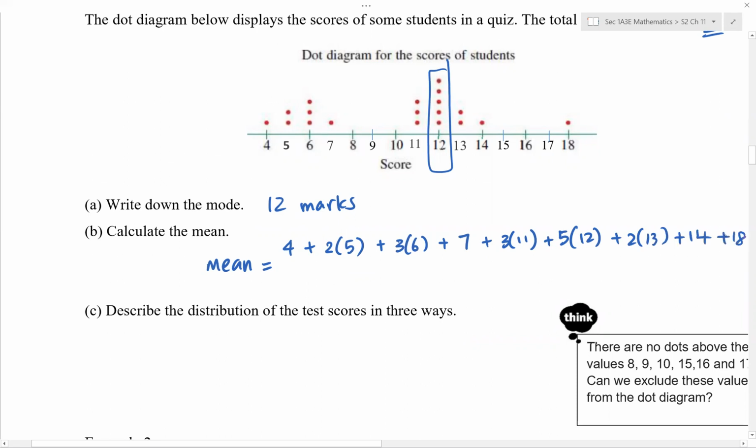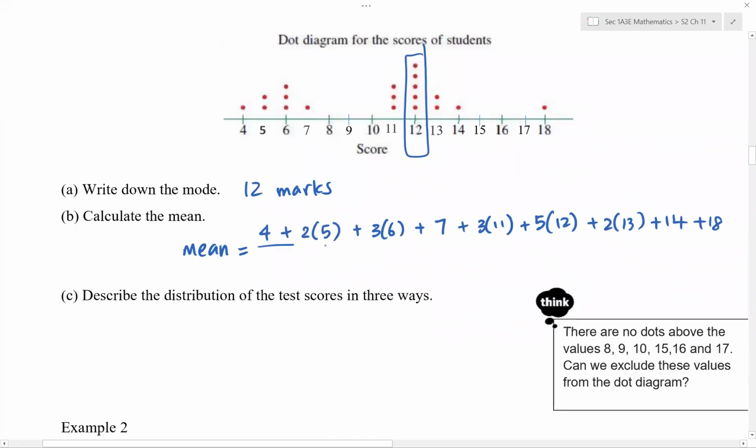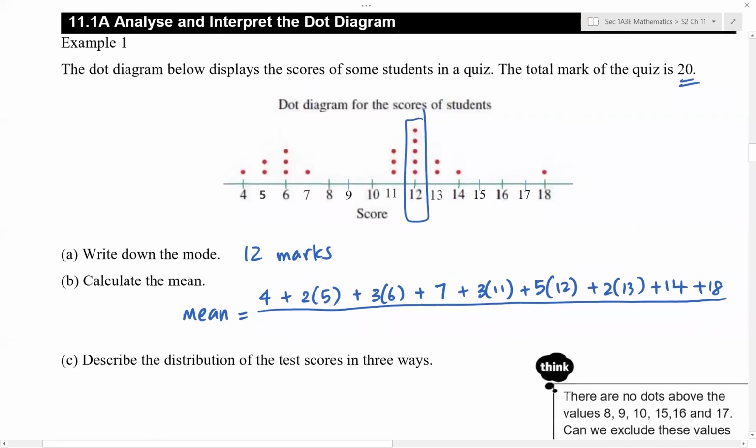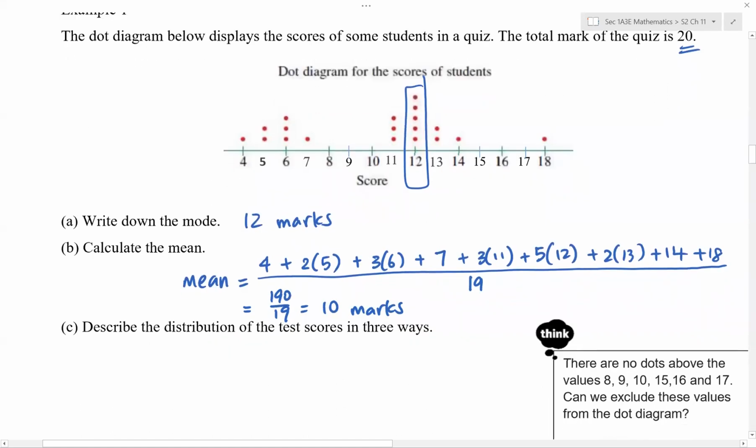1 of the 18. And all these are divided by the total frequency, the total number of dots over here. So we can count 3, 6, 7, 8, 9, 10, 11, 12, 13, 14, 15, 16, 17, 18, 19. We have 19 students altogether. And our mean is 190 out of 19, which is 10 marks. So now, we want to describe the distribution of the test scores in 3 ways.